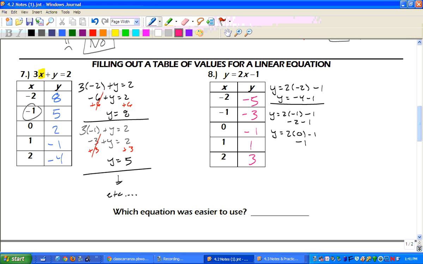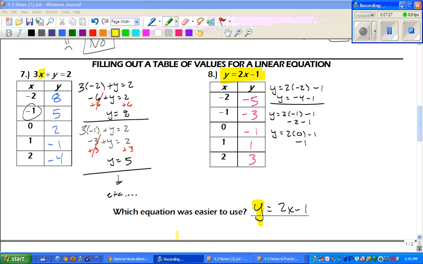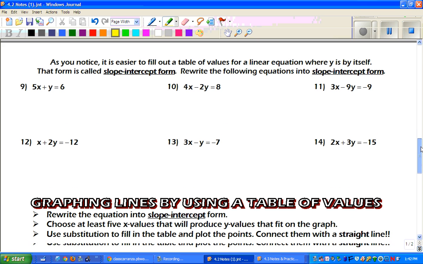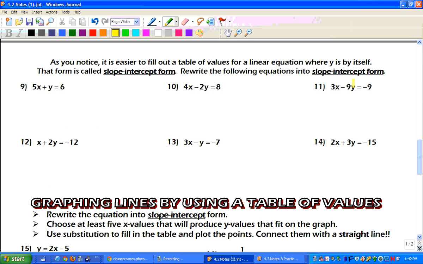Now, which one of these is easier? Hopefully you're saying, well, Mr. Grice, the one on the right was a heck of a lot easier. And the reason that one is a lot easier is because the y is by itself. We always want to solve for y when we're doing something like that. Otherwise, you're making a lot more work for yourself. Okay, let's go ahead and flip it over. As you notice, it's easier to fill out the table when y is by itself.